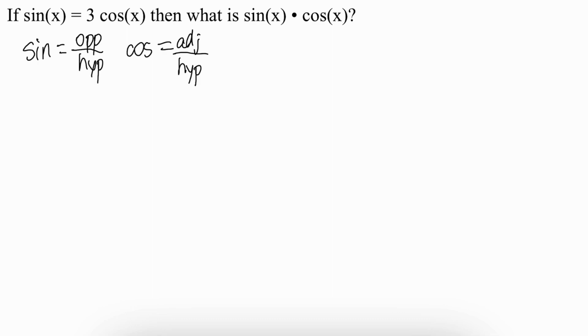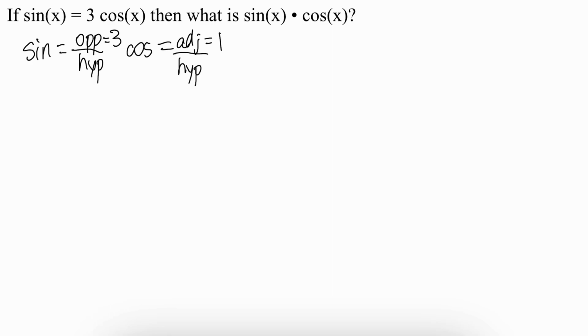So to guarantee that the sine of x would be equal to 3 times the cosine of x, we can just assume that the opposite side is 3 and the adjacent side is 1. So because the hypotenuse is the same length, sine of whatever angle measure that is would be equal to 3 times the cosine of that. Now we don't actually have to find what x is. It doesn't really matter in this problem.